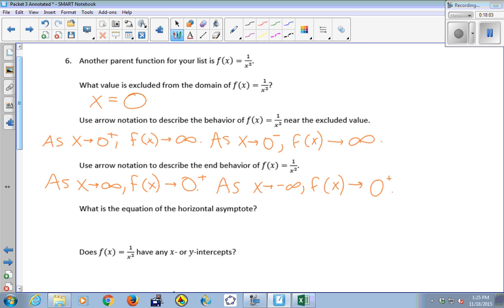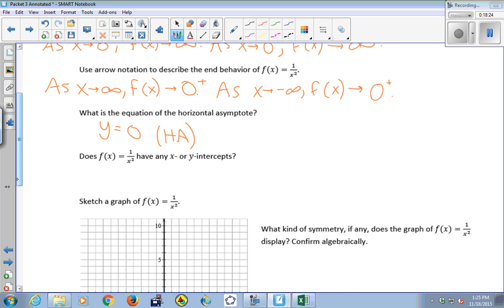So what's the equation of my horizontal asymptote going to be? Close. Y equals 0. X equals 0 is my vertical asymptote. Yeah. This is my vertical asymptote, VA for short. This is my horizontal asymptote, HA for short.